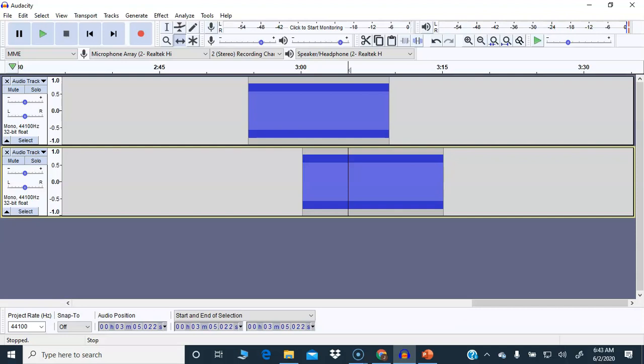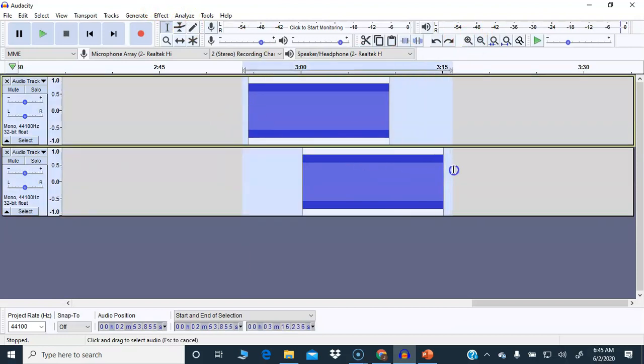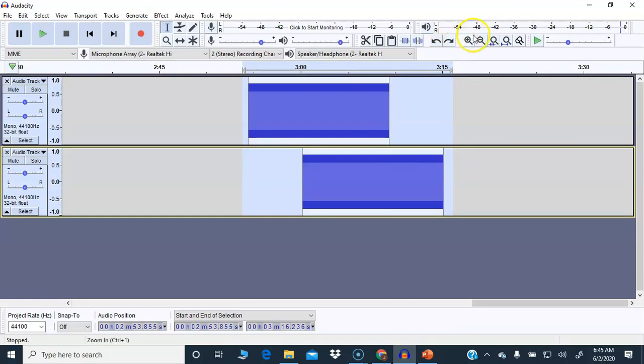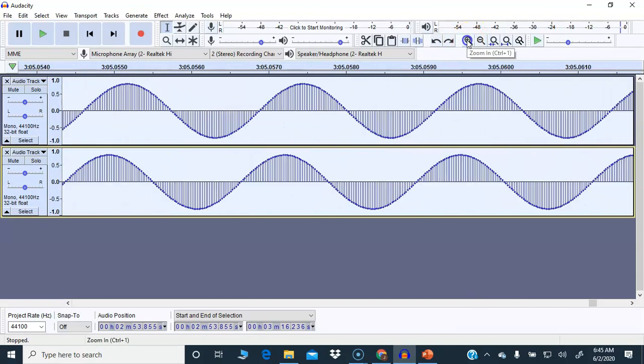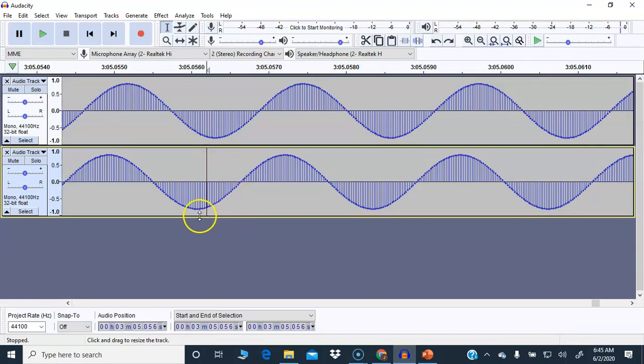Now what I'm going to do is I'm going to put them out of phase. And let's see what happens. To cover the waves over. And I'm going to zoom in on a specific point right here. Now what I'm going to do is I'm going to shift one of the waves. Now let's just click on the bottom wave here.